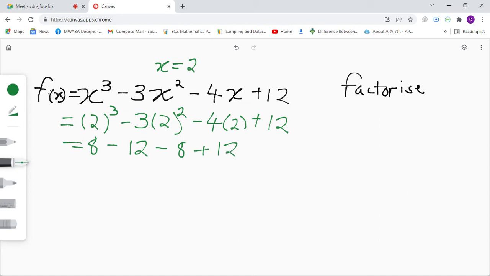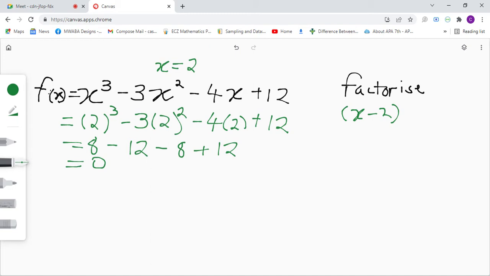So you're going to say 8 minus 12, that's negative 4, minus 8, that's negative 12, plus 12, and we get 0. Since when we used x equals 2 in this polynomial we got 0, we know that x minus 2 is a factor.